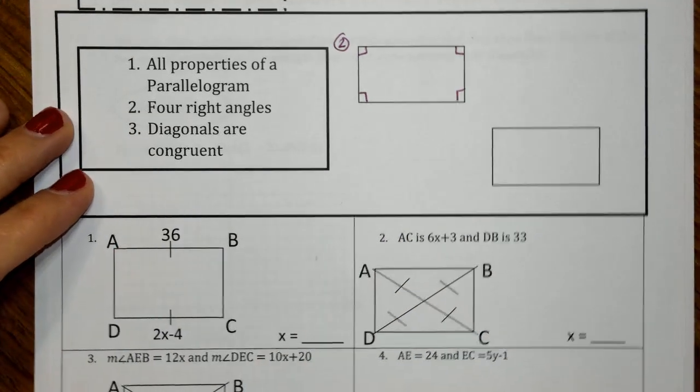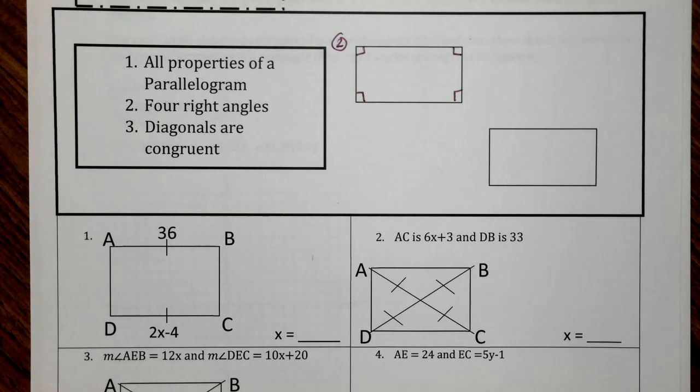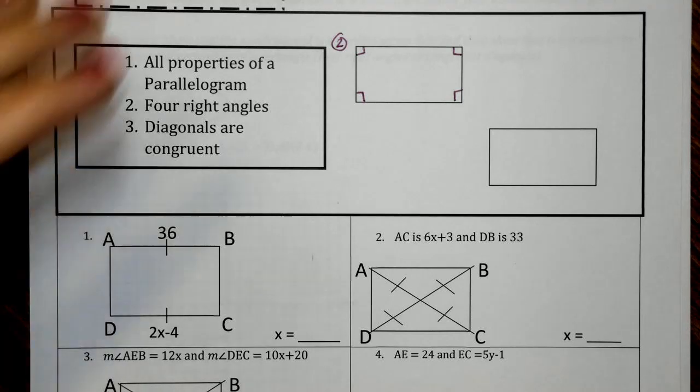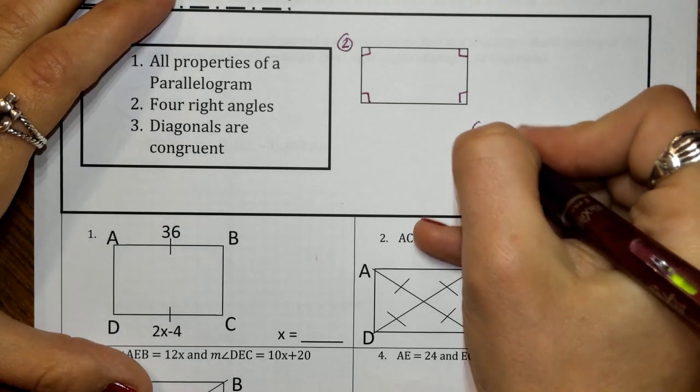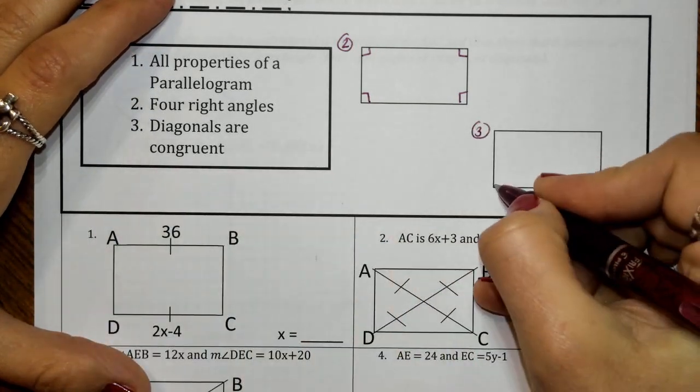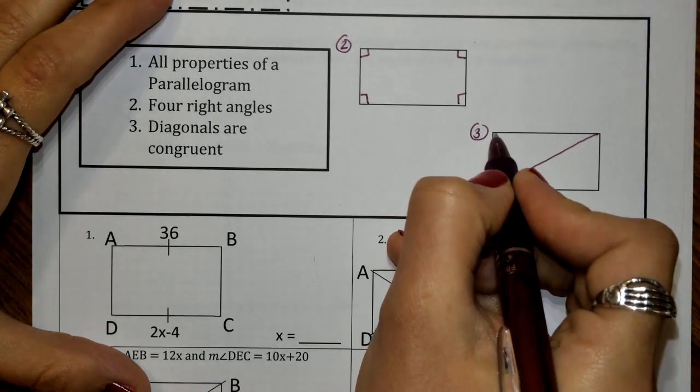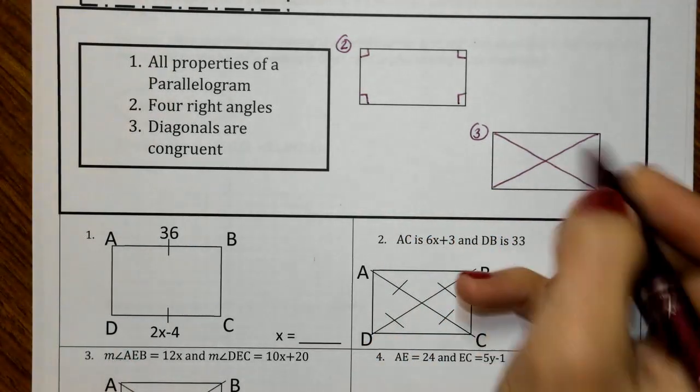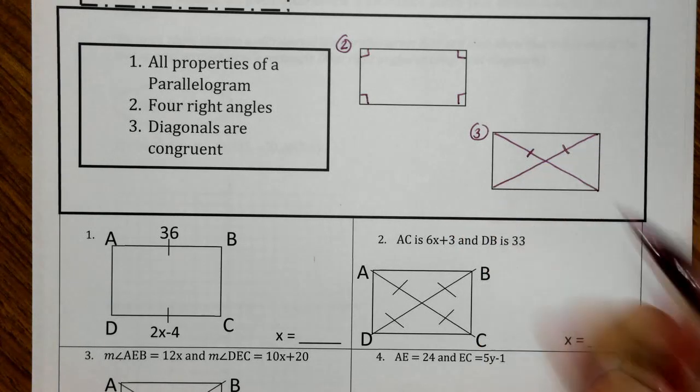The next thing, we already talked about how the diagonals are bisected. They bisect each other. Well, once you get to more specifically a rectangle, not only are they bisected, but they are also going to be congruent. So right here, number 3 over here, we're going to go ahead and draw in, best we can, these. And I'm just going to put a tick mark here and here.